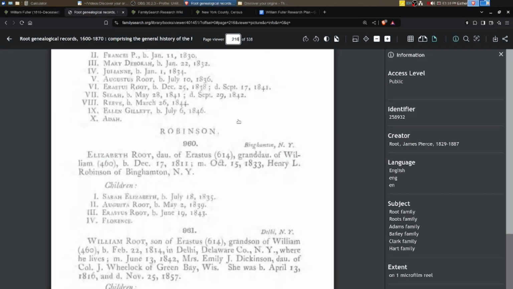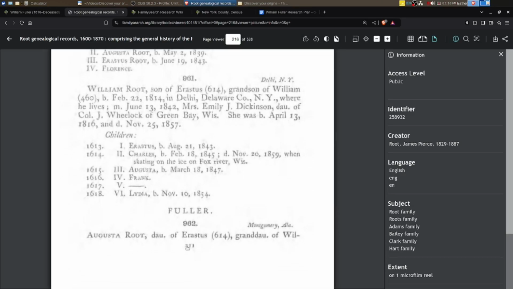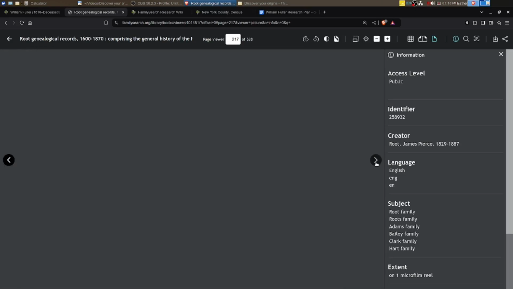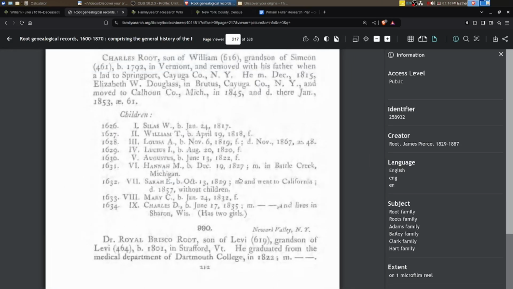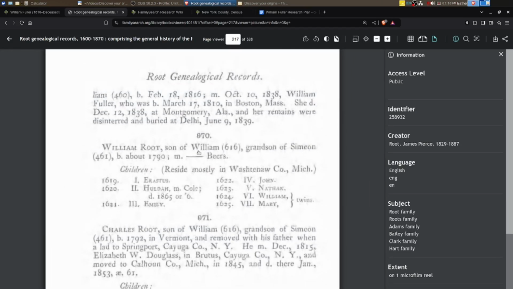All right, so Augusta Root, who's supposed to be the first wife of William Fuller, is right here. She starts on this bottom page, Augusta Root. And this book is on Family Search. If you want to look at it on your own, you can find the link on the profile. And then the page continues here. It says she was born the 18th of February, 1816. She was married the 10th of October, 1838 to William Fuller, who was born the 17th of March, 1810 in Boston, Massachusetts.